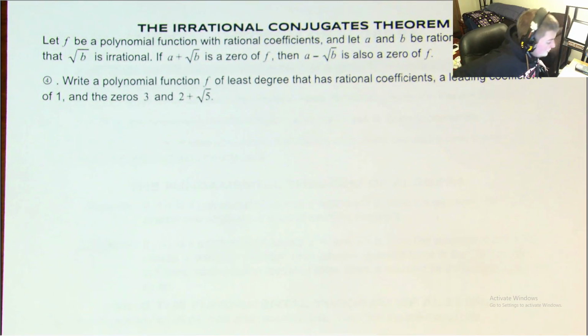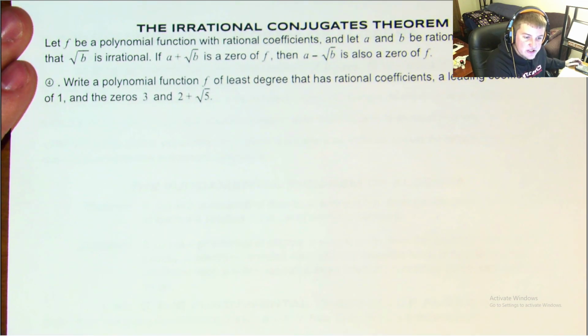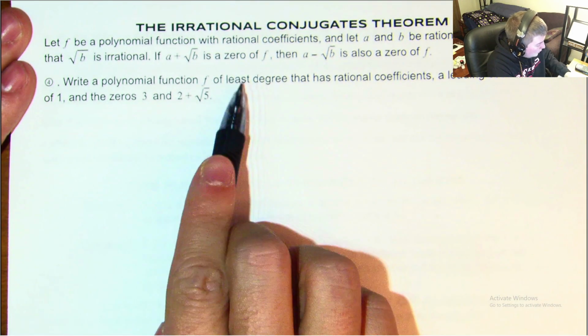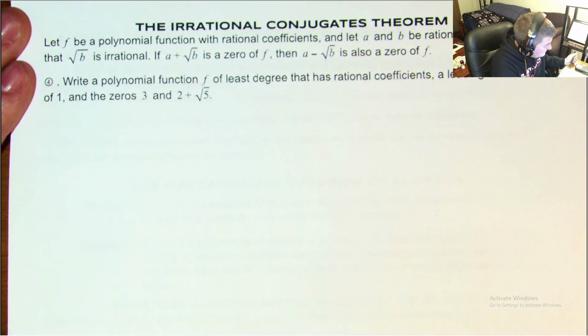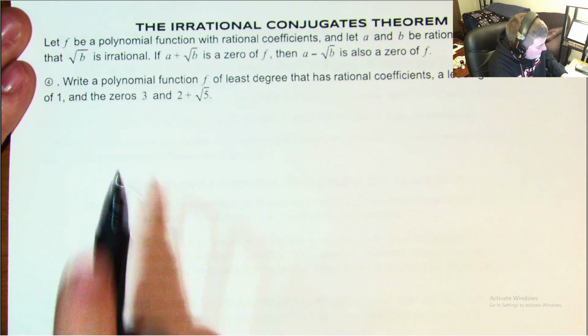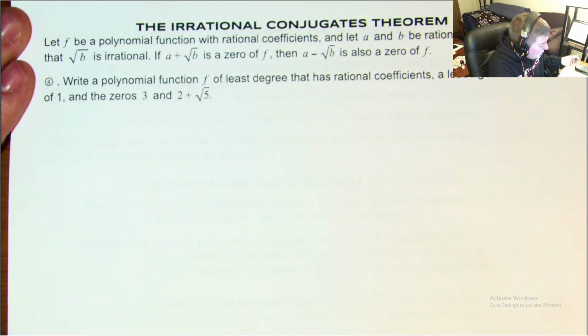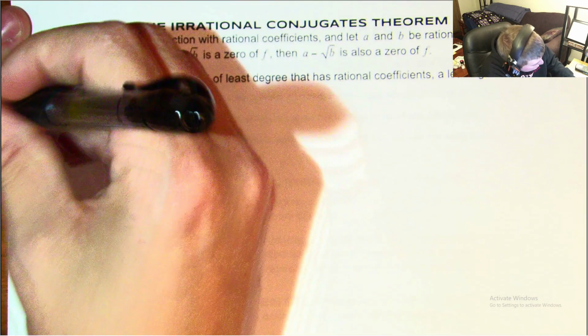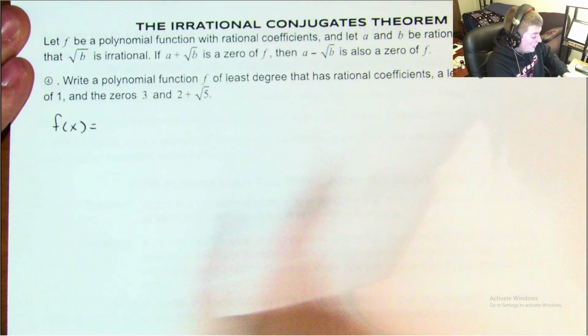Okay, so what we want to do is write a polynomial function f of least degree that has rational coefficients. Okay, least degree means the lowest degree possible, and has a leading coefficient of 1. Okay, we have the zeros of 3 and 2 plus the square root of 5. All right, so we have this function. It's going to be named f. We know it has a 0 of 3.